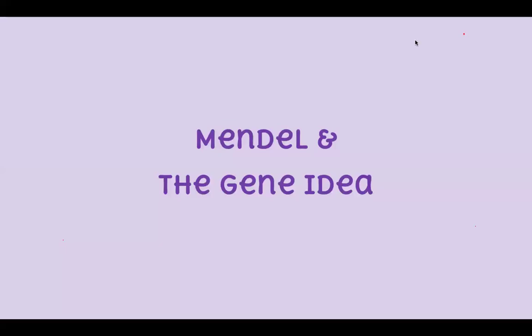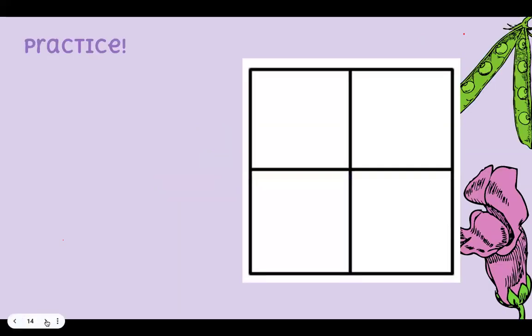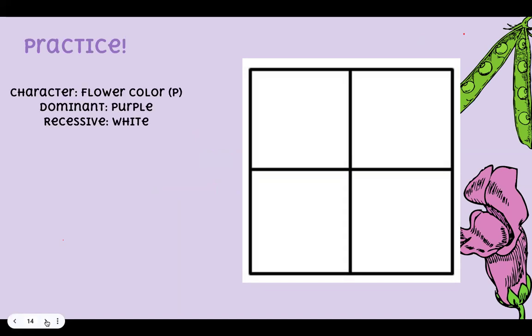All right, hi everyone. Today we will be continuing with our unit on genetics with Mendel and the gene idea. Please make sure that you have your notebooks open and you are continuing with notes wherever you left off. And we left off with learning how to set up and solve Punnett squares and applying some genetics terminology as well. So let's run through this practice all together just to make sure that we understand what's going on.